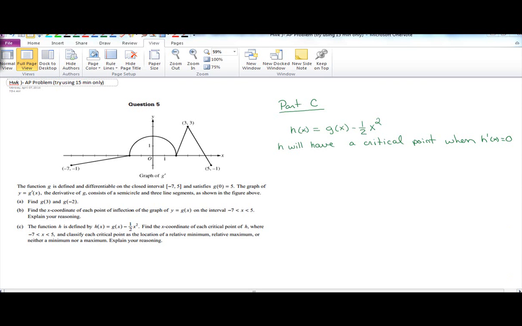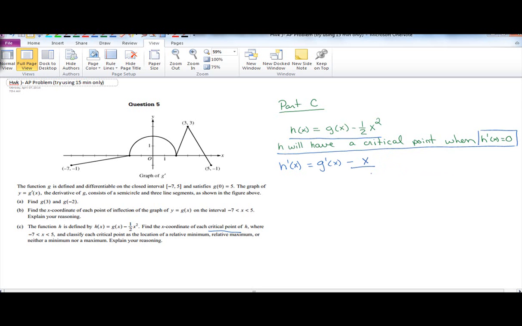Part C is looking for critical points. Critical points are when the derivative is equal to 0. So if h is defined as g of x minus 1/2 x squared, then h prime of x will equal g prime of x minus 2 times 1/2 x, or just minus x.